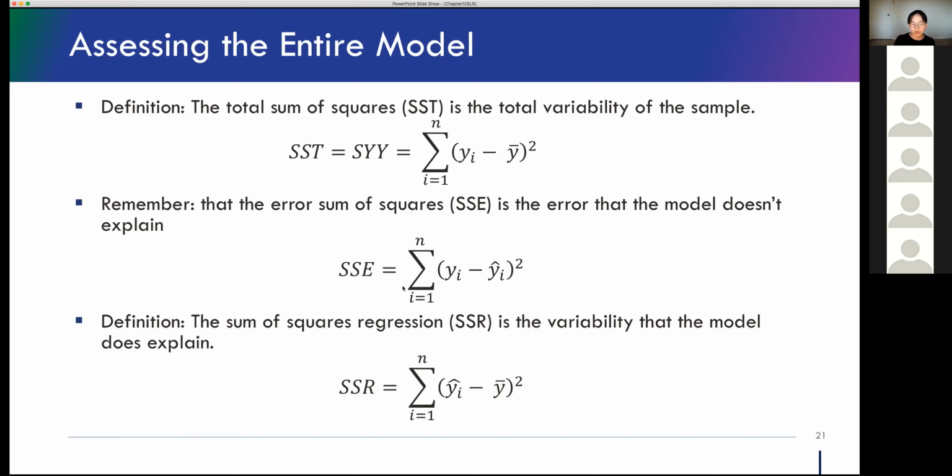Sorry, this is SSR, not RSS. This is SSE, and another definition is the sum of squared regression, SSR, the variability that the model does explain. This is your fitted value yi hat minus the mean of your data, take the square of them, and sum them up. This is the sum of squared regression. It's called that because it's the variability the regression model explained.